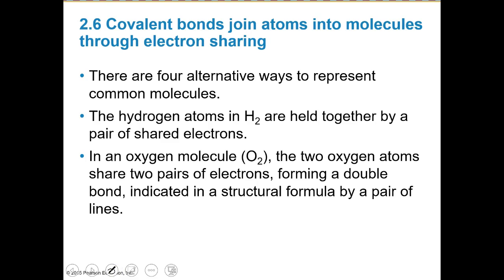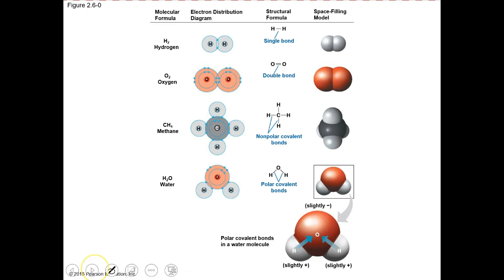We'll try again later. So there are four alternative ways to represent common molecules. Hydrogen atoms are held together by a pair of shared electrons. And in oxygen, two oxygen atoms form two pairs of electrons, so they'll double bond, indicating a structural formula by paired lines. When we've got two, they'll look like 1, 2, 3, 4, 5, 6, 7, 8. Same with this oxygen. It feels like it has 8. The more I share, the stronger that bond is. So this one's going to be harder to break, because sharing two sets is a lot stronger than sharing one set.